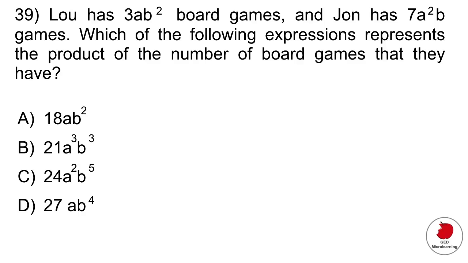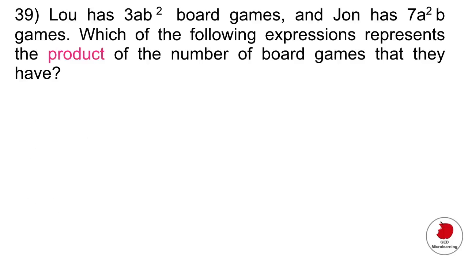All right, so Lou has 3AB squared board games and John has 7A squared B games. Which of the following expressions represents the product of the number of board games that they have? All right, so remember that the word product is a keyword that tells you multiplication, okay? So you want to multiply the number of board games that Lou has by the number of board games that John has. So the first thing that you would do is multiply the coefficients.